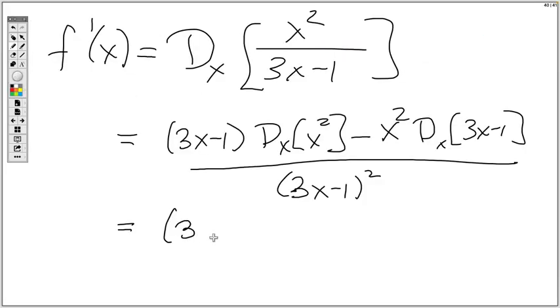All right, so I've got my 3x minus 1. Now, what's the derivative of x squared? That's 2x, minus x squared. And what's the derivative of 3x minus 1? Well, think, that's a linear function. The derivative is asking for the slope. What's the slope of the line 3x minus 1? 3.